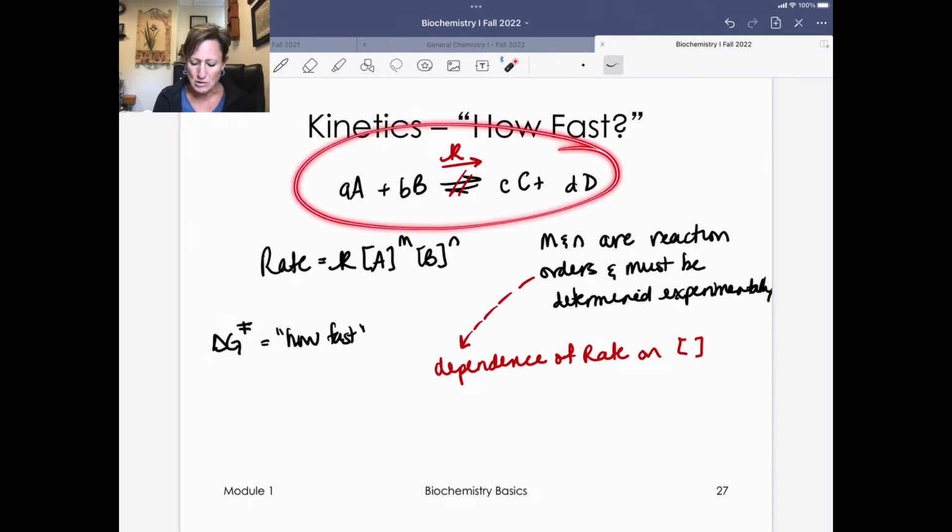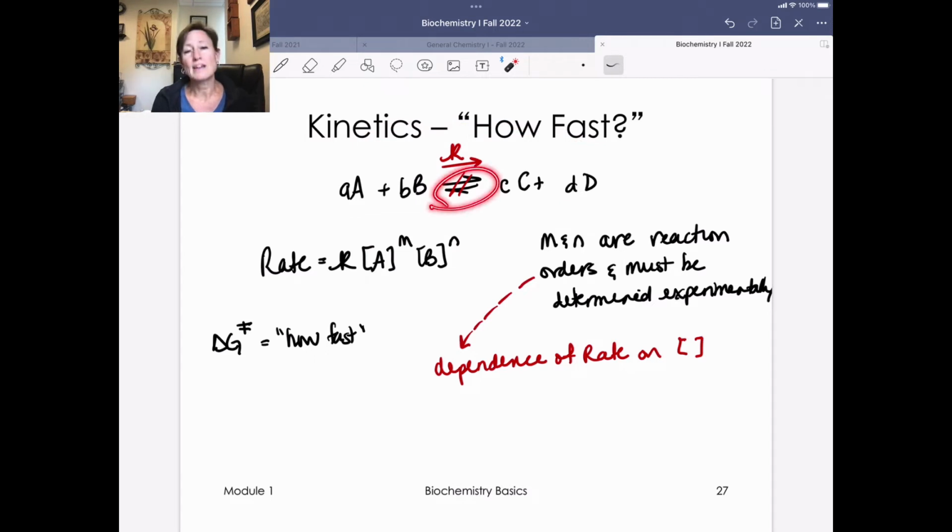So if we take that same chemical equation, now let's not consider it to be an equilibrium because that's pretty complicated. If we consider it to be a one-way reaction, then we have a rate constant, not an equilibrium constant. We can write a rate law such that rate equals that rate constant times the concentration of reactants raised to powers that are what we call reaction orders. And these are not necessarily the coefficients from our balanced chemical equation. Rather, these are orders that need to be determined experimentally. But importantly, we do have a free energy parameter that we think about with kinetics, and that's delta G double dagger, and that tells us how fast.